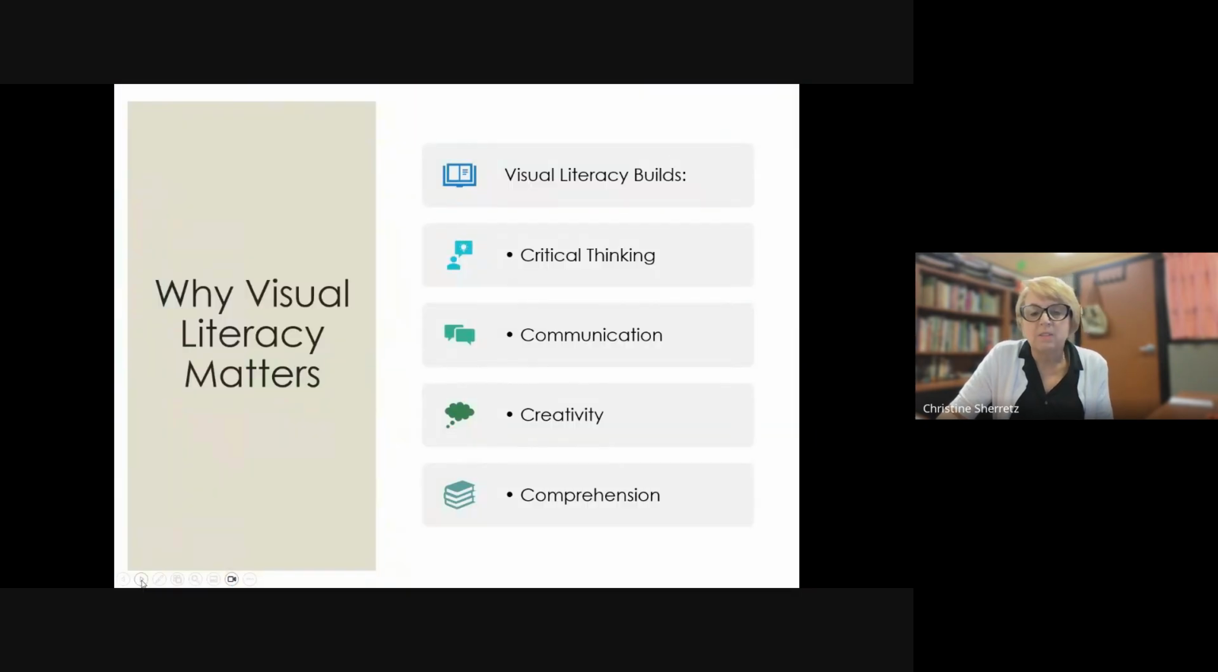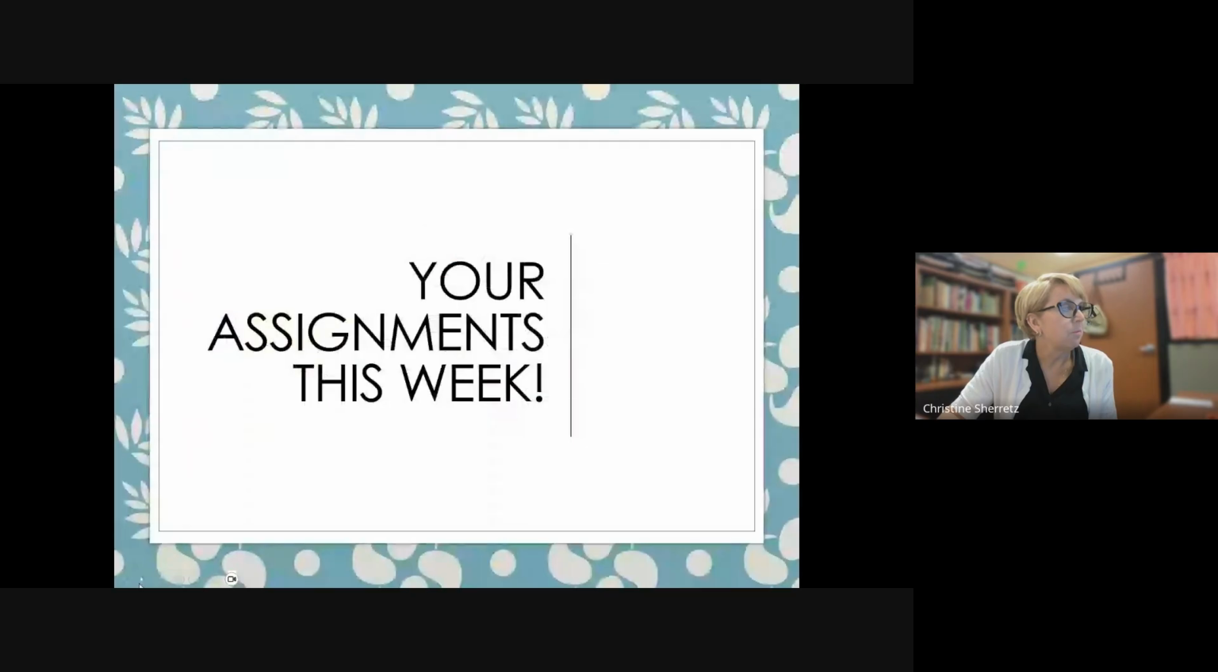So why does visual literacy matter? Well, it enhances critical thinking. That's really important. It enhances communication and creativity and comprehension. So those are all very important things. So visual literacy can help in all of these areas.